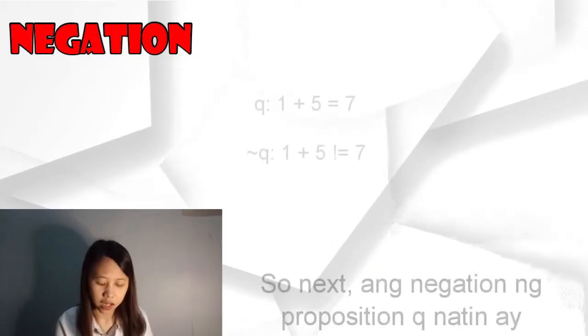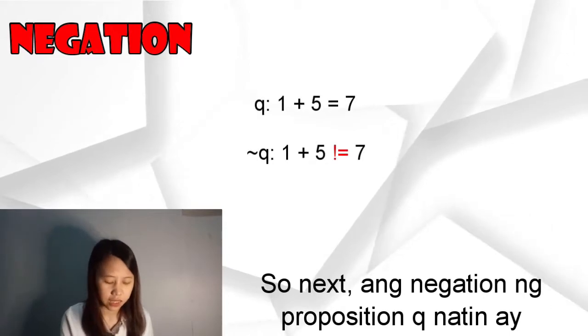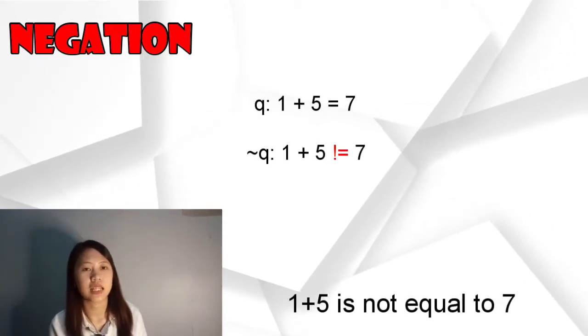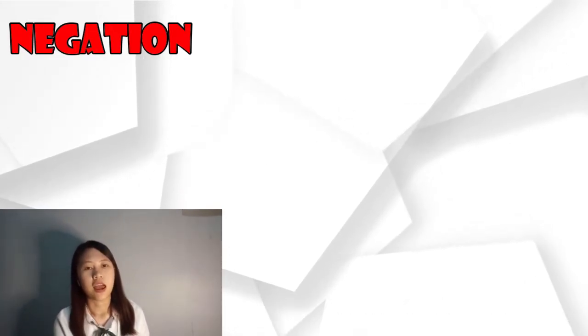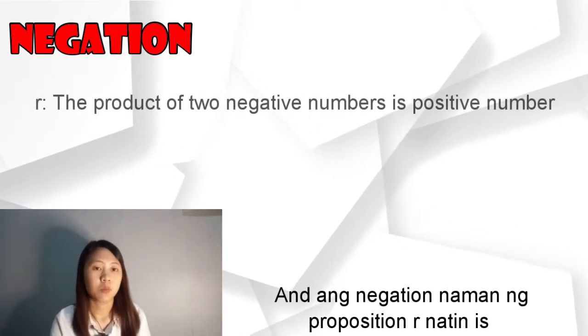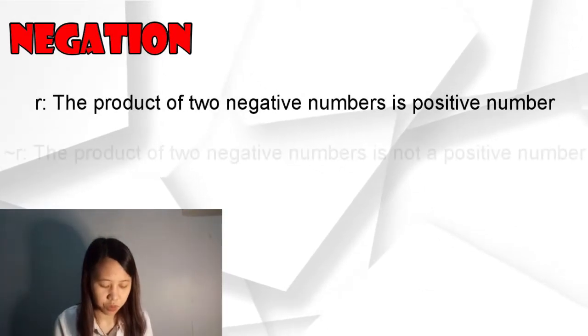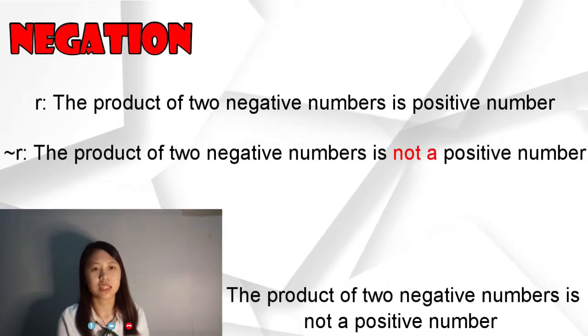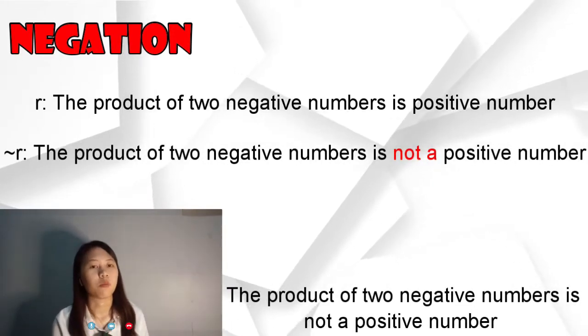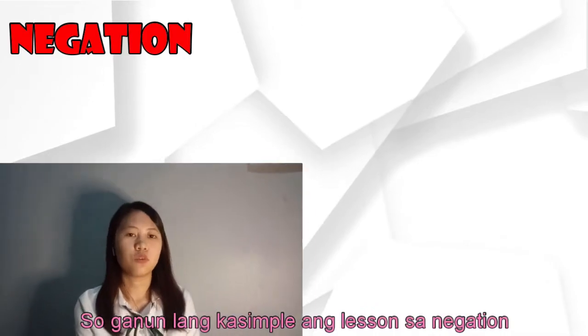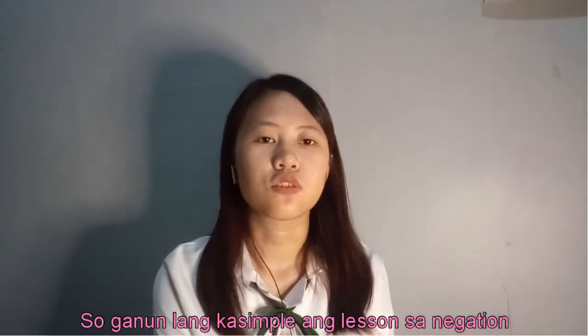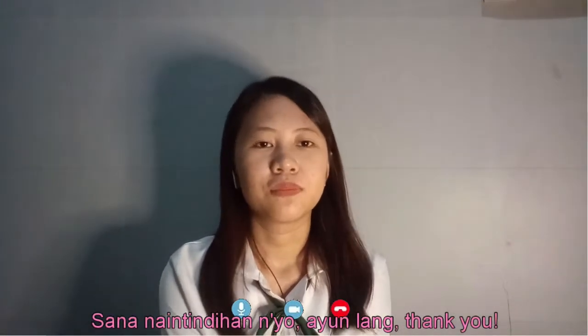So, next, ang negation ng proposition Q natin is 1 plus 5 is not equal to 7. And ang negation naman ng proposition R natin is the product of two negative numbers is not a positive number. So, ganun lang kasimple yung lesson from negation. So, sana naintindihan nyo. Ayun lang, thank you!